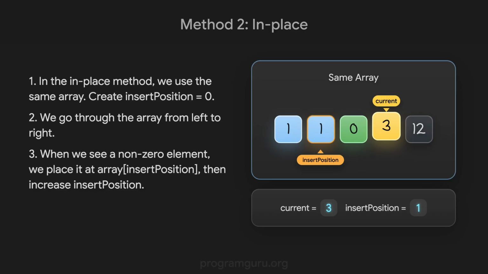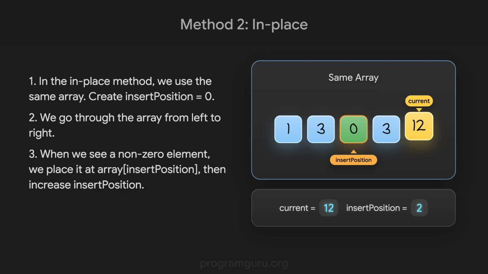Now the current element is 3, which is a non-zero element. So we copy 3 to insertPosition and then increase insertPosition by 1. Now the current element is 12, which is a non-zero element. So we copy 12 to insertPosition and then increment insertPosition. Iteration over the array is complete.